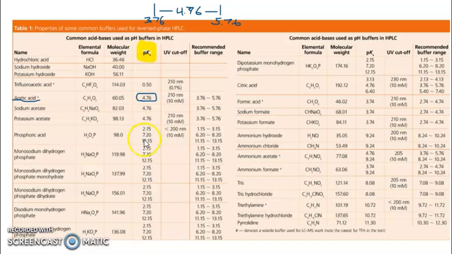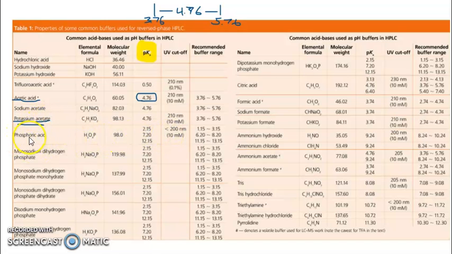So if you need a buffer at pH 4, you want to hold the pH at 4.00, you could use acetate and acetic acid, and then we're using sodium acetate in this example. There's also potassium acetate. It doesn't really matter what the counter ion is. It's a spectator. We're interested in just the acetate.